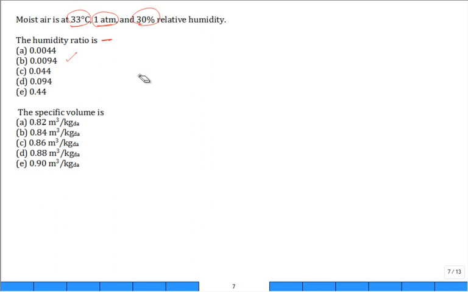Thank you very much. Let's go to the next one. Thank you for participating. Now you can't participate. The specific volume at that condition. D. All right. Thumbs up if you agree. Agree? Good? Very good. Excellent. All right, let's press on.